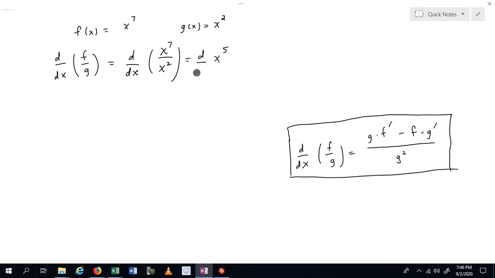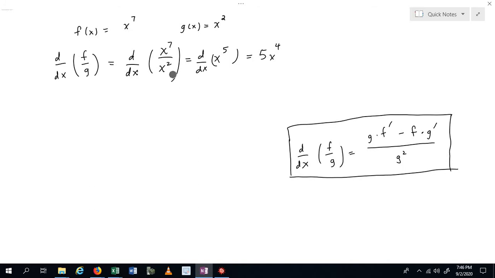Okay, and then I would take the derivative of that using the product rule. Okay, and so that's just 5x to the 4th. So we know this is the correct answer. But there are going to be cases when we're not going to be able to divide this out and simplify it. Okay, and that's probably the more common case.